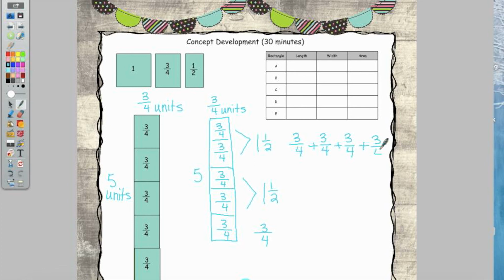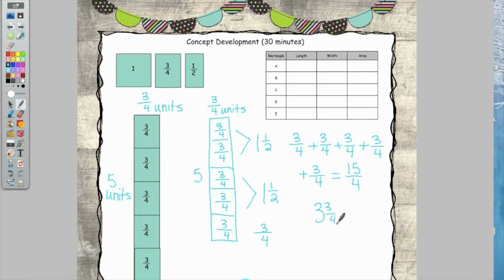I'm going to run out of room. So that's going to be how many fourths? I think it's 15. Yeah, 15. 15 fourths. Change that to a mixed number. 3 3/4. 3 3/4.